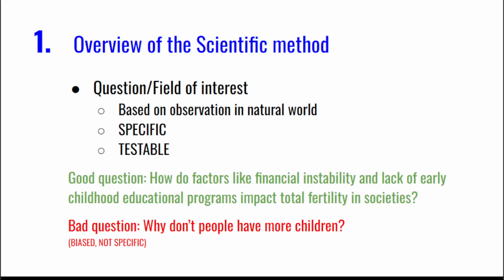Shifting a bit more to a humanities lens, kind of a family policy or cross-cultural policy lens. How do factors like financial instability and lack of early childhood educational programs impact total fertility in societies? This is a mouthful, but it's specific, it's testable, right? Like, it's specific because financial instability, that's one factor. Early childhood educational programs is another. And its impact on total fertility. Like, I can measure this, it's pretty specific, right?